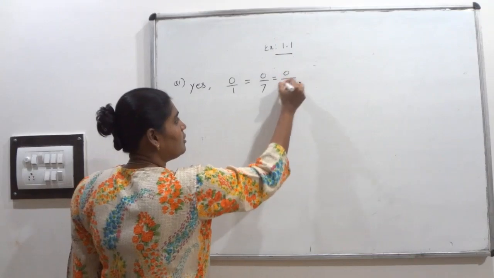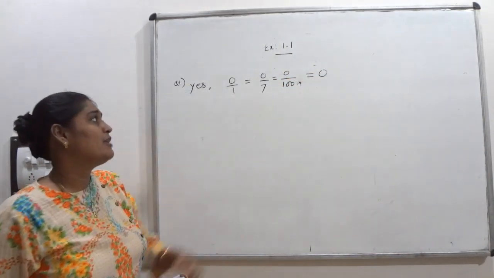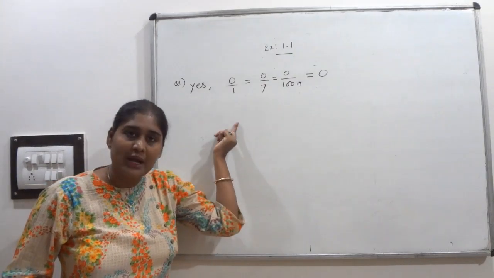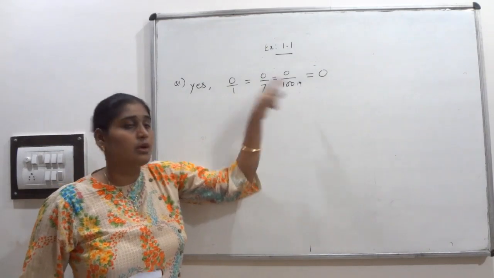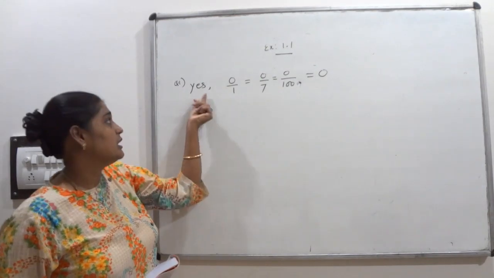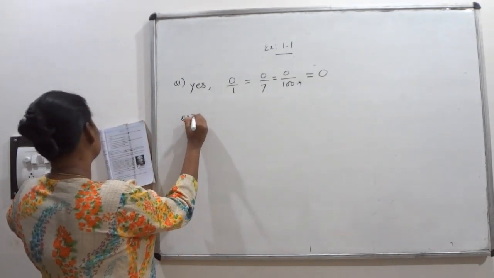0 upon 100 also we can write. It will give you what? 0 only. That's why a number which can be written in the form of p by q, where q is not equal to 0. Check here, q is not equal to 0. That's why we can tell that it is a rational number.